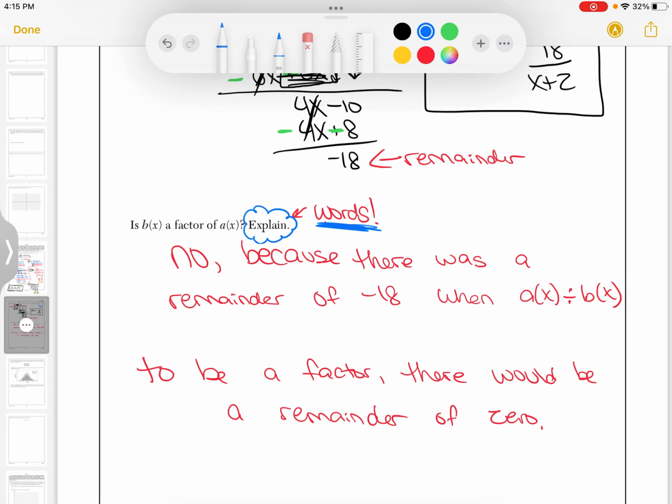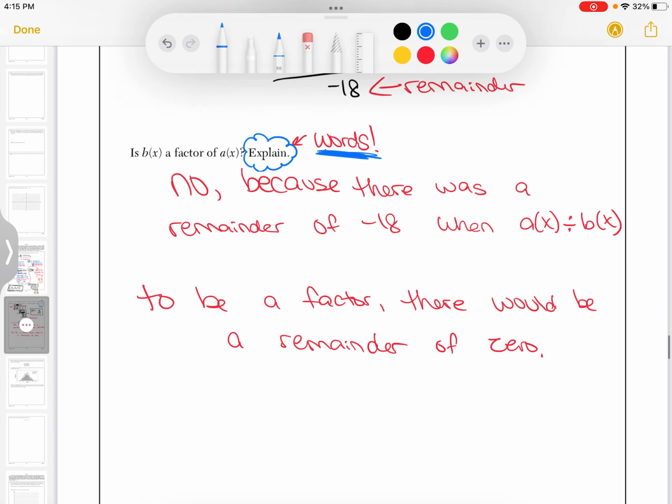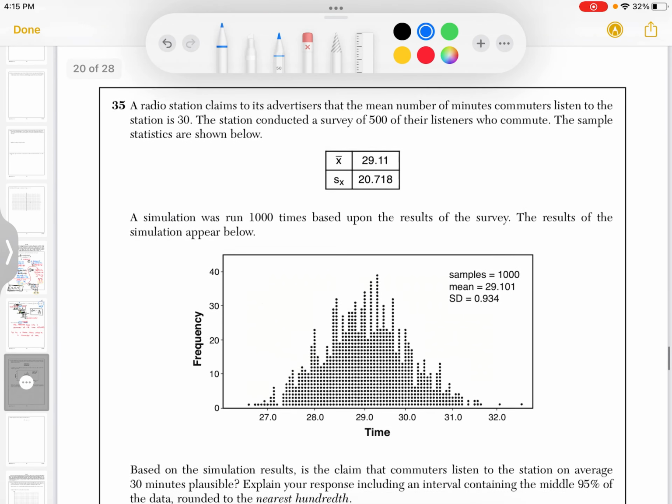So just kind of the advice that I give every year, anytime an example says to explain, again, that means you need to use your words, but what I want you to do when you have to explain something is pretend that you are me. You are the math teacher and you are teaching someone how this works. You can't just say no because the remainder is 18, because that doesn't give the full picture. You're going to say no, the remainder was 18, and in order to be a factor, the remainder would have to be 0. You have to give full detail and explain it as though you are a teacher.